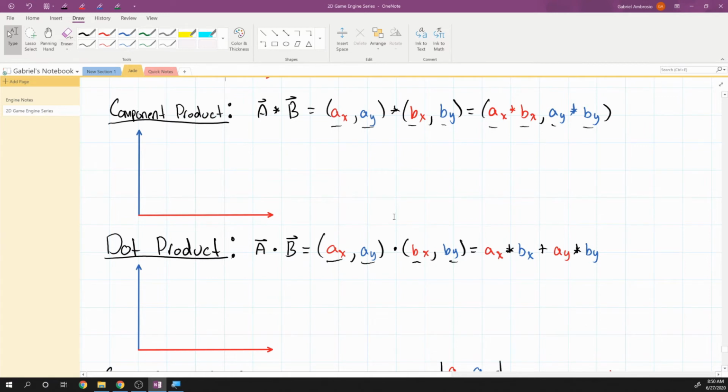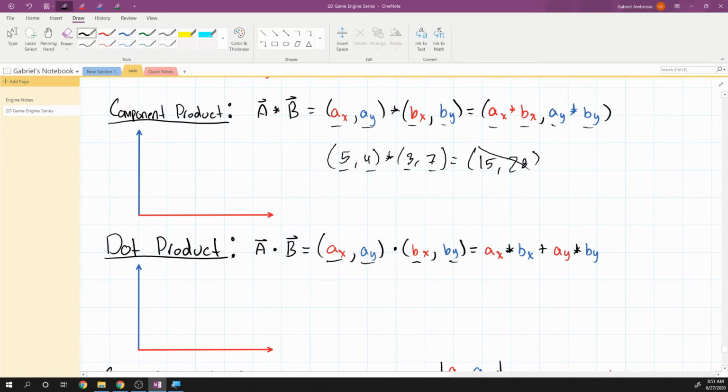Okay, component product. Component product is not very useful, actually. I don't know any times that I've actually ever really used this, but we'll go over it just because it's something you would think of when you think of multiplying two vectors. Say you have (5, 4) times (3, 7), and you want to multiply these together. The most common thing you would think is multiply the x's, that's 5 times 3 is 15. Multiply the y's, that's 4 times 7 is 28.